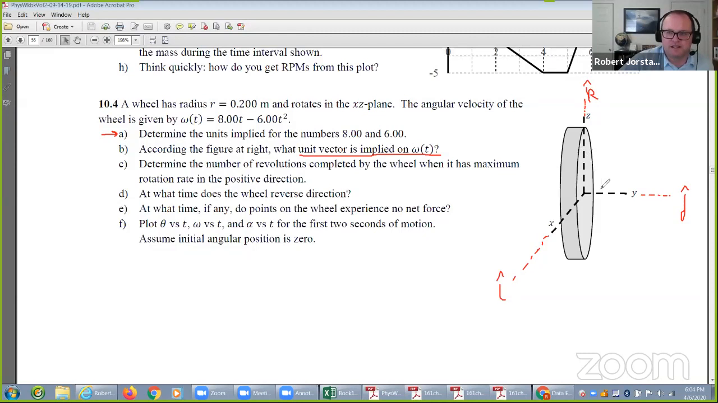So here's this disk. It's going to be rotating. I want you to think to yourself, omega is a vector. What should I put for the vector?